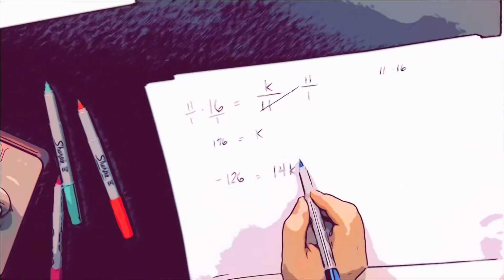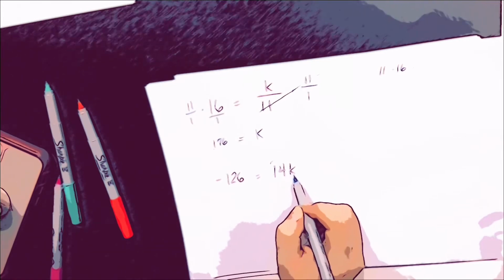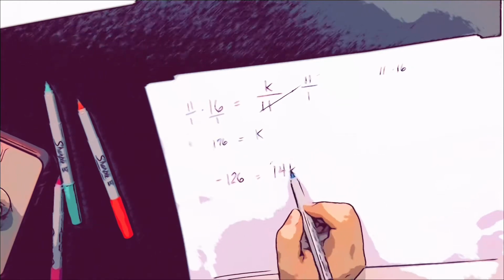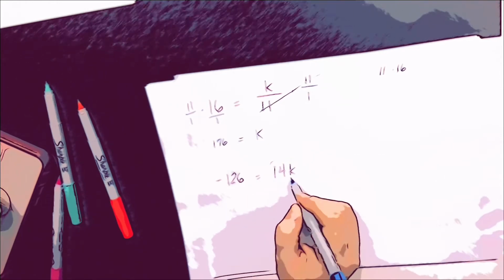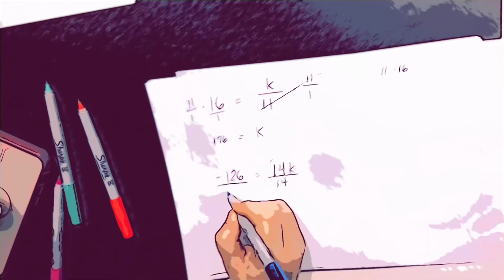Now, this here is being multiplied because anytime I have a variable beside a number, it's telling me to multiply. The opposite of multiplication is to divide. And so to get rid of that 14 away from the k, because I want k by itself, I'm going to divide it out. And so if I do it on one side, I must do it on the other.